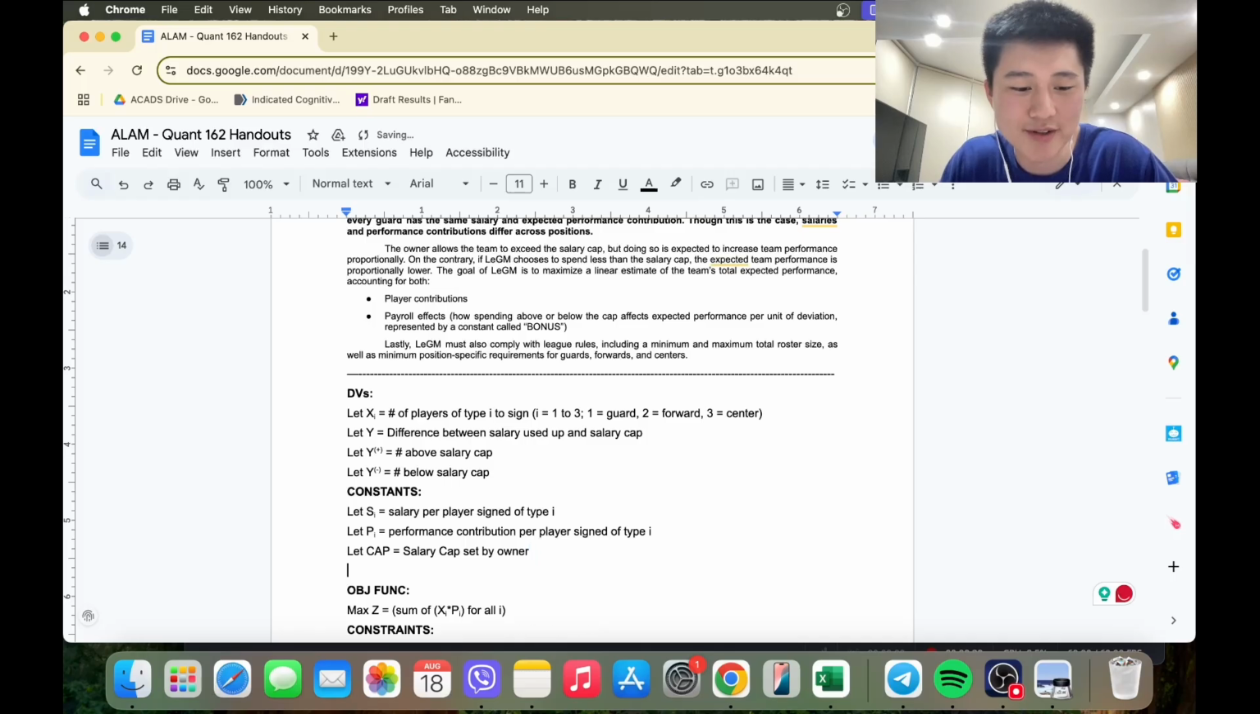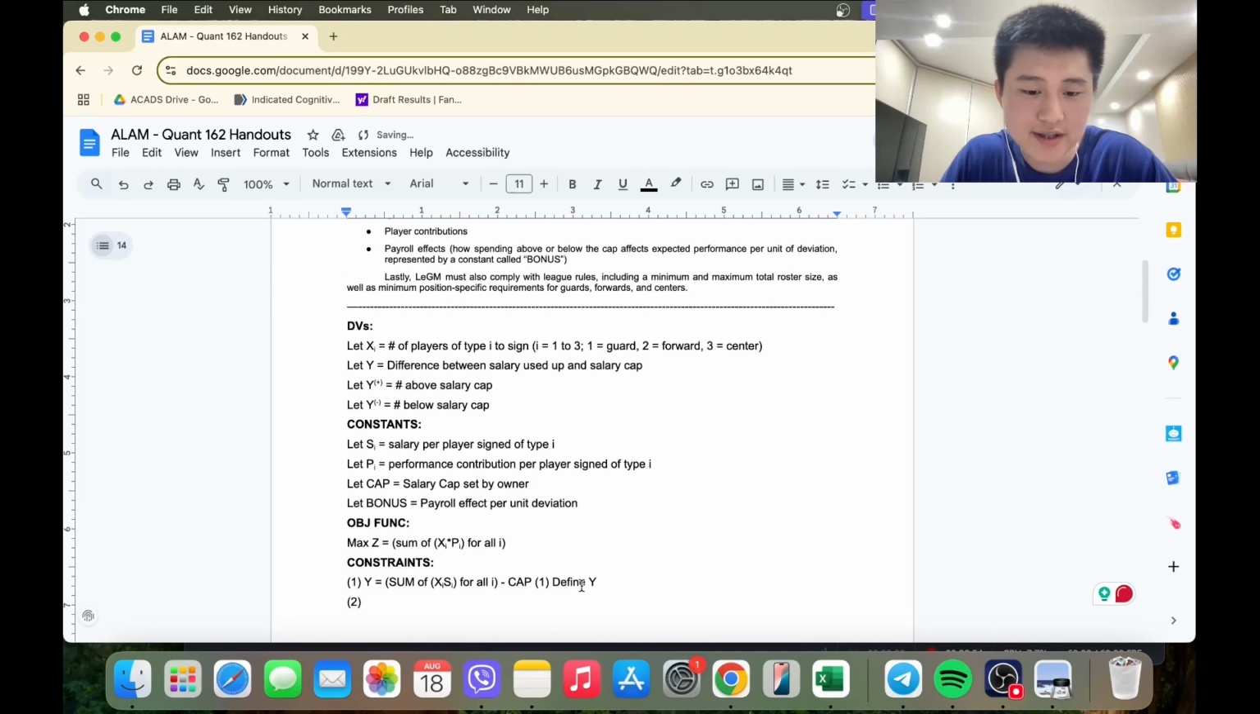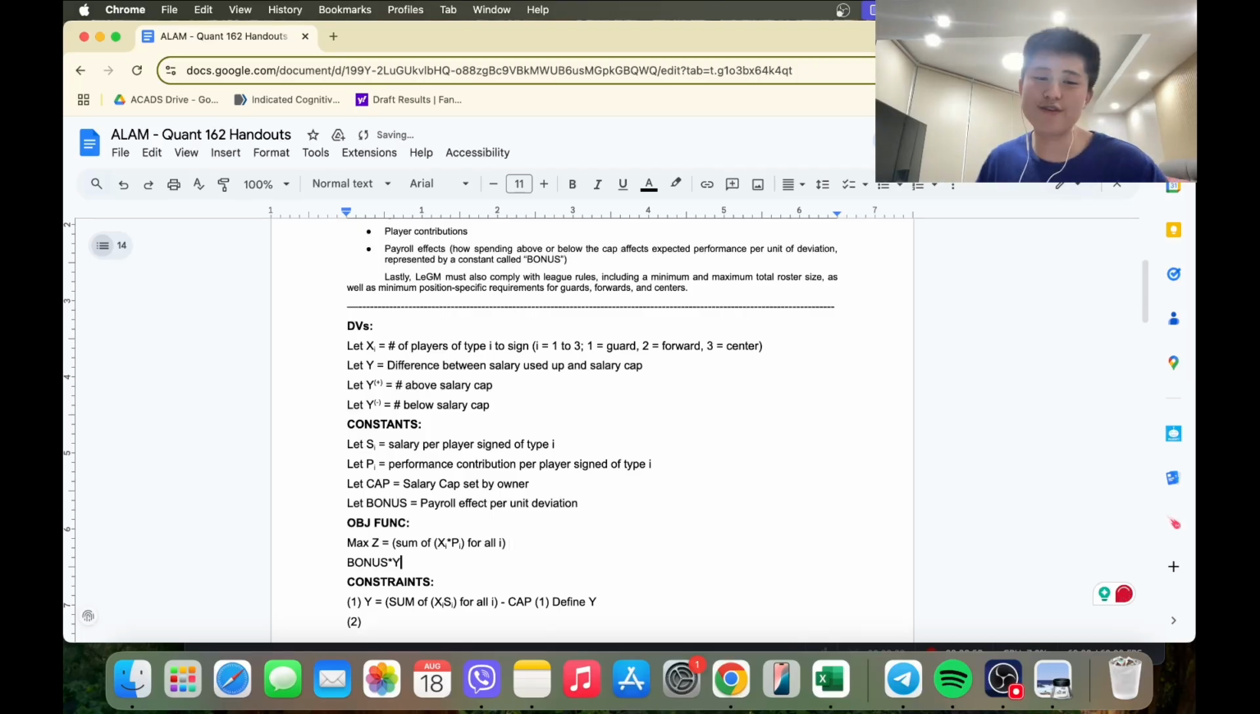So we should define the bonus. Let bonus equal payroll effect per unit deviation. Okay. So basically, it's gonna be bonus times y. So if your deviation is, let's say, 1, you have to times it by bonus, right? So let's say bonus is 10. So it's 10 that affects your expected performance.